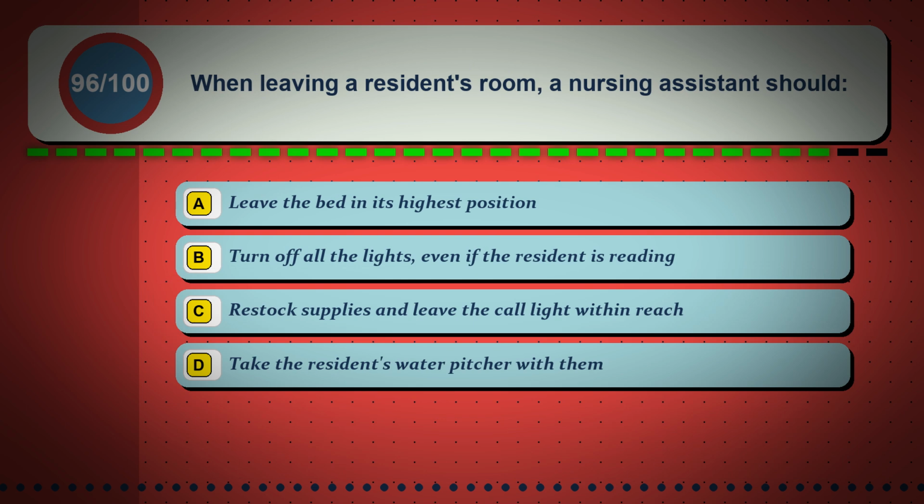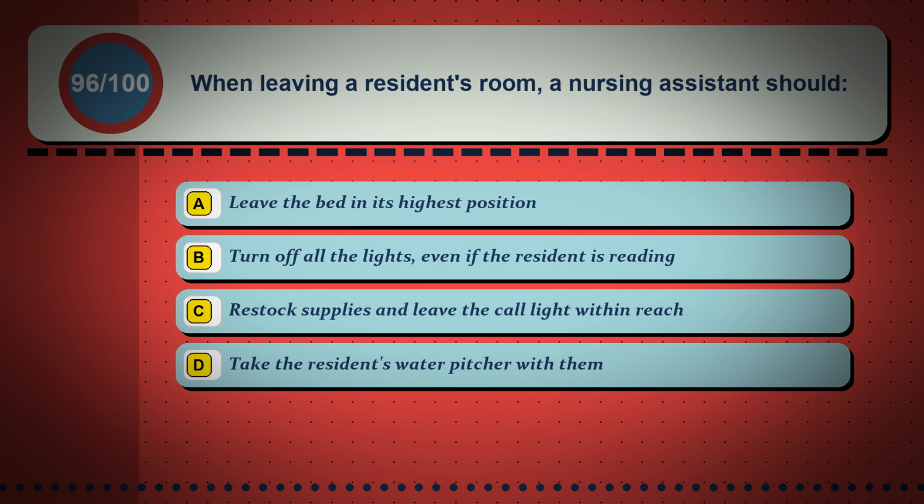Question 96. When leaving a resident's room, a nursing assistant should: Option A, leave the bed in its highest position. Option B, turn off all the lights, even if the resident is reading. Option C, restock supplies and leave the call light within reach. Option D, take the resident's water pitcher with them.